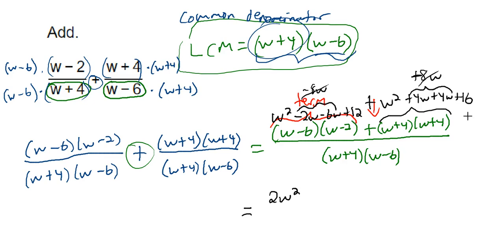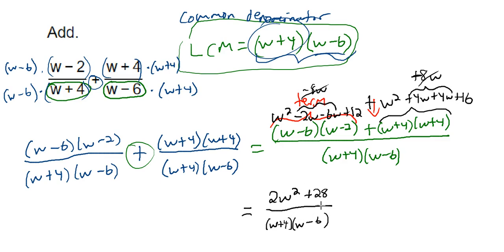And then we'll take the 12 and the 16, which gives me 28. So I'll get plus 28 over the common denominator of w plus 4 times w minus 6. And then I try to reduce this. So from here, I try to factor it and see if any factors match up that I can cancel out.